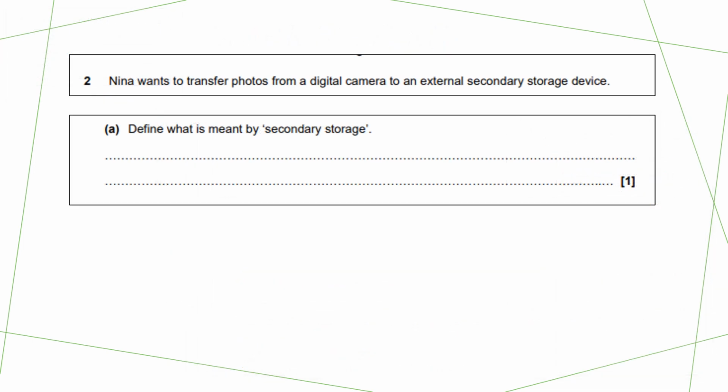So let's move on to question 2. This question says, Nina wants to transfer photos from a digital camera to an external secondary storage device. Define what is meant by secondary storage. For this particular question, it's only worth 1 mark. You just need to think about what you know about secondary storage. What is it? What is it used for? And try and write your answer.